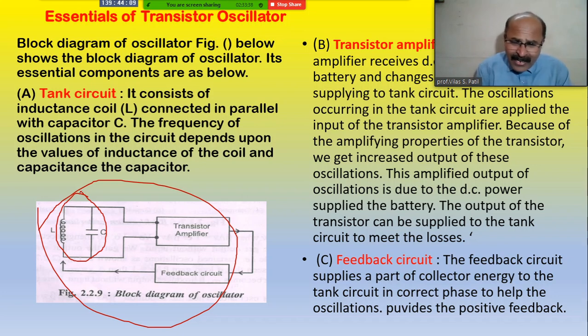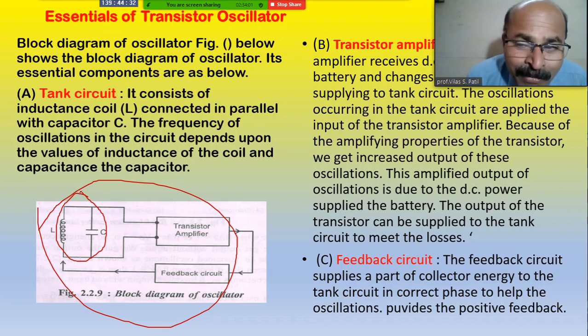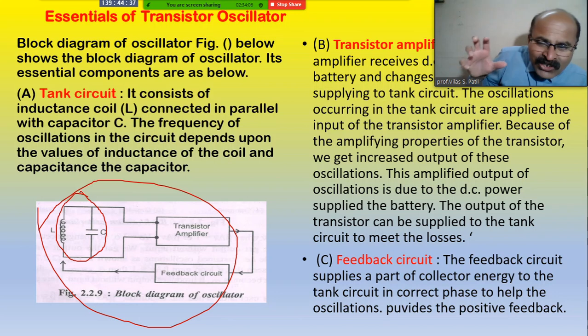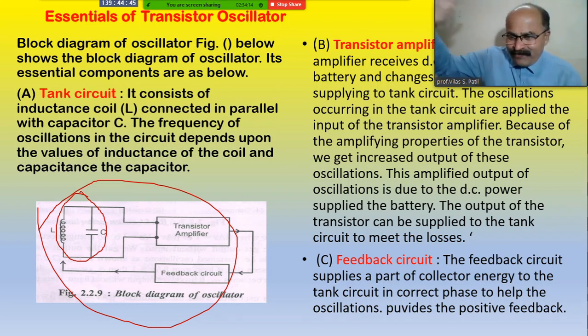It consists of an inductance coil connected in parallel with the capacitor, and the frequency of the oscillation in the circuit depends upon this. The value or the magnitude of the inductance and capacitance means the frequency is determined by this portion, this region, and that formula of the frequency is f equal to 1 upon 2 pi root of L into C. We have already seen the formula. This is one of the essential parts of the transistor oscillator, that is the frequency determining circuit, or the tank circuit.